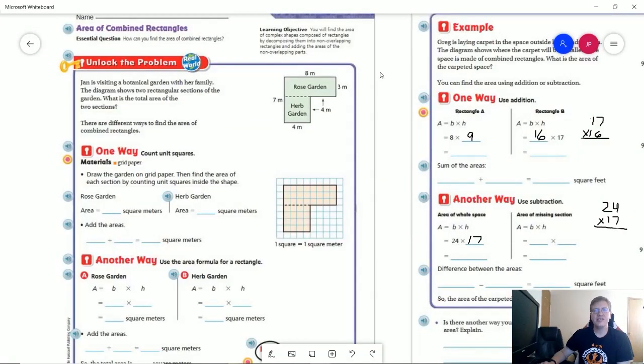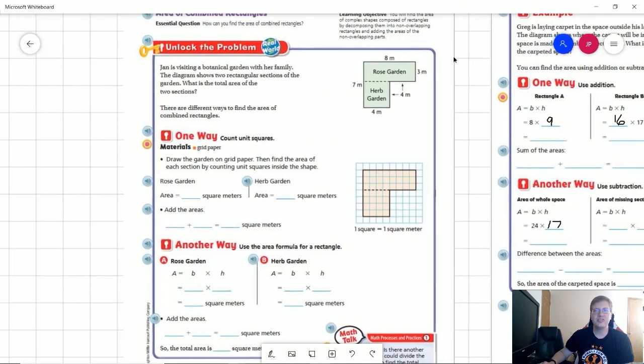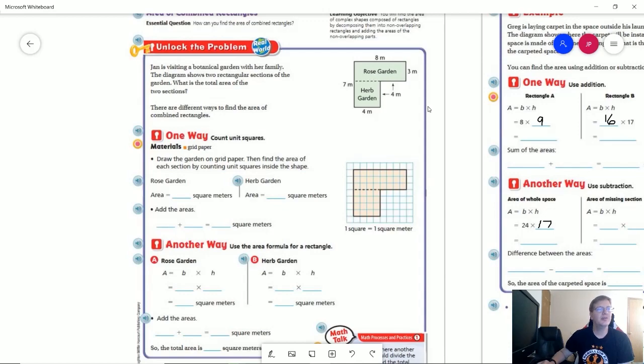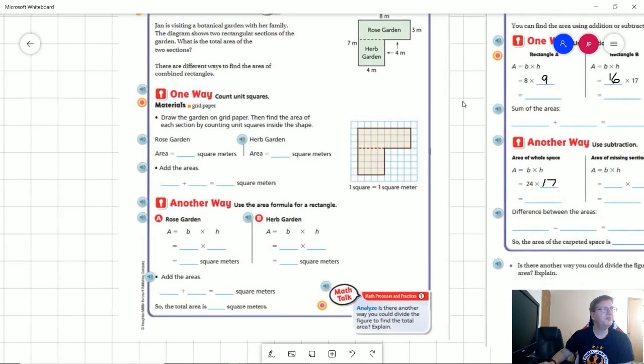So this is going to be a lesson that we kind of introduced a little bit last year, but didn't really spend a whole lot of time on. And so you'll notice I have some things written in over here. It's just to save time a little bit later on.